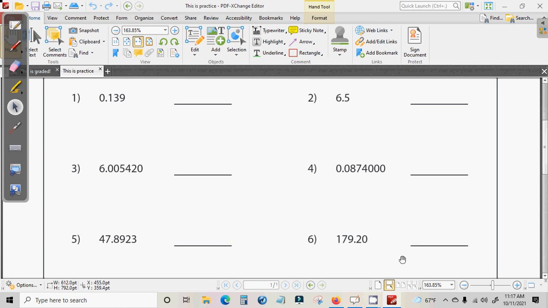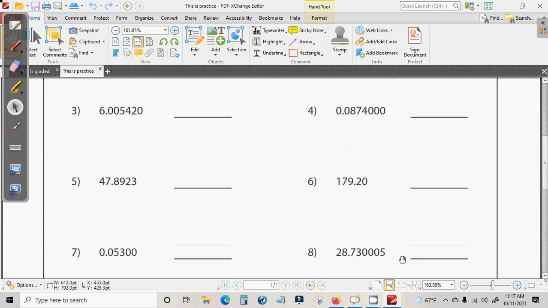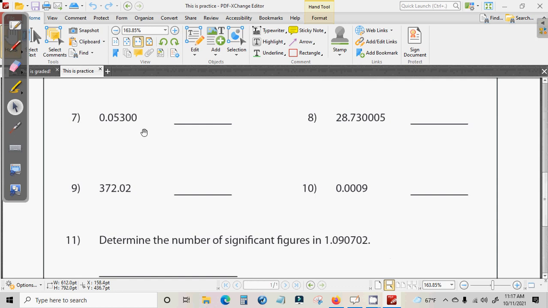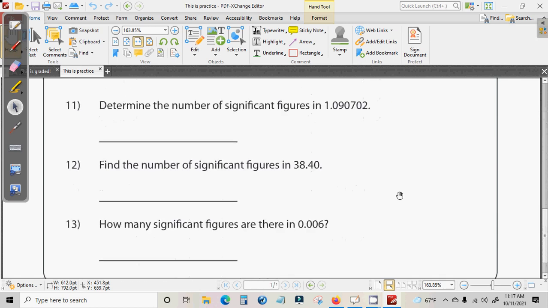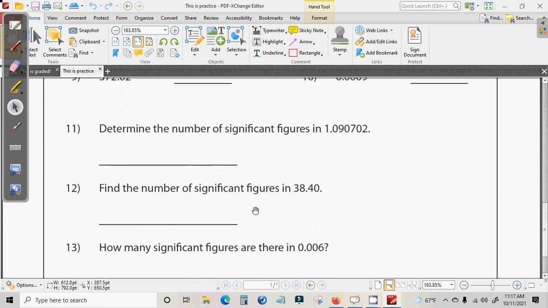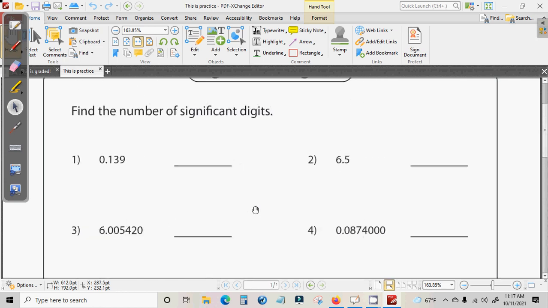So you pause now. All right, and then this is 7 through 10. Pause now if you're doing these on your own. And then 11 through 13 are here. So you could pause the video here and get these. Okay, now those are all practice. So now that you have done those, if you have not, please pause the video and do them.